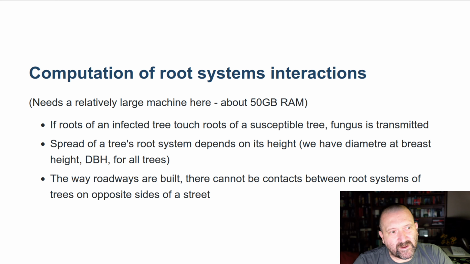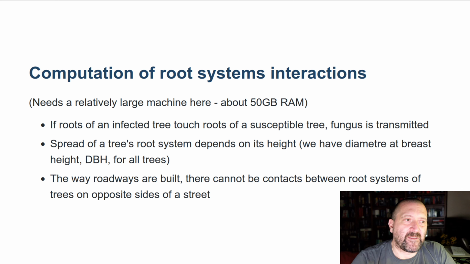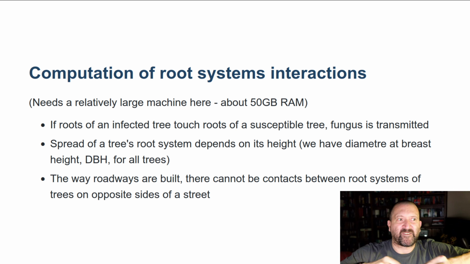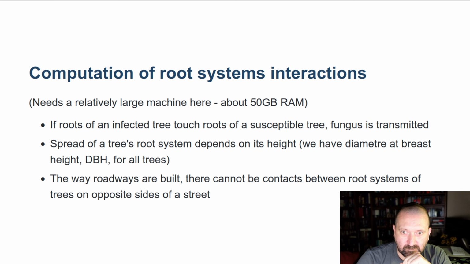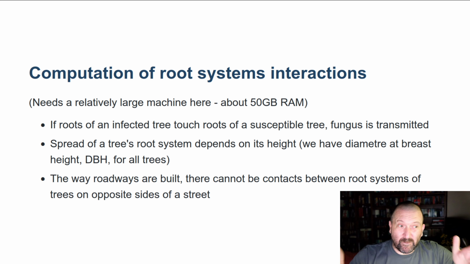But there's an additional constraint. The way the roads are built means that, I was talking earlier about boulevard trees, so trees that line a road, if they're on the same side of a road, they can touch. But if they're on opposite sides of a road, they cannot touch, because the way the digging goes to make the roadway forbids roots from going underneath. Okay. So if trees are on both sides of the street, they cannot touch. So if one is infected, it cannot propagate directly to the other.